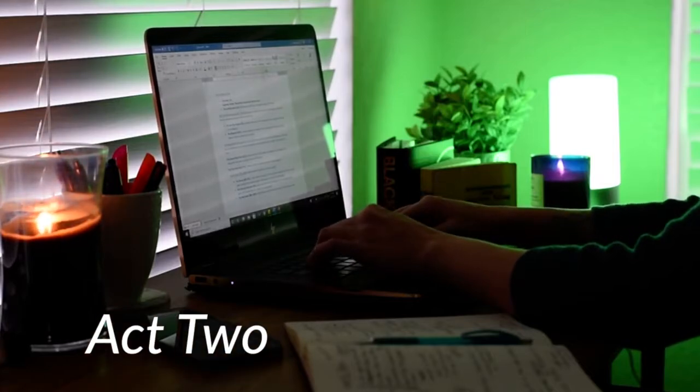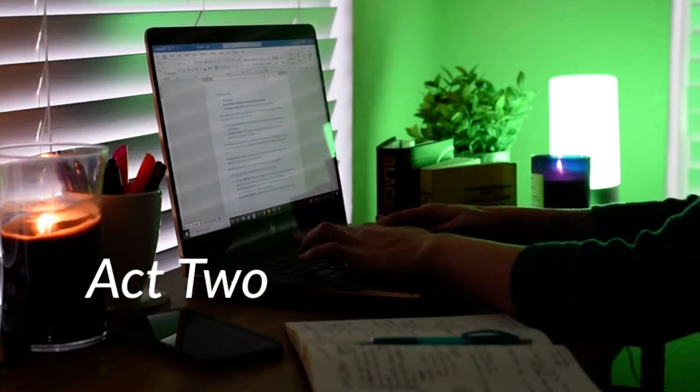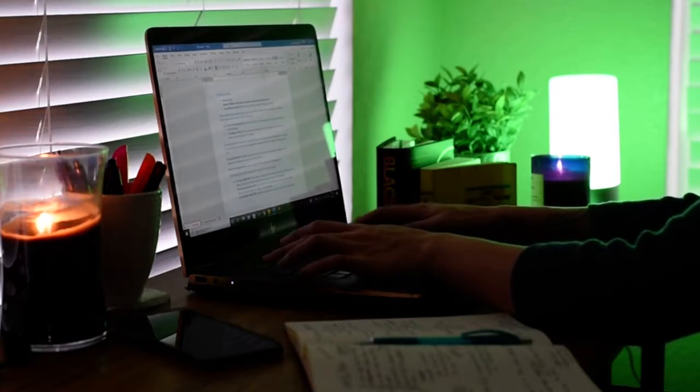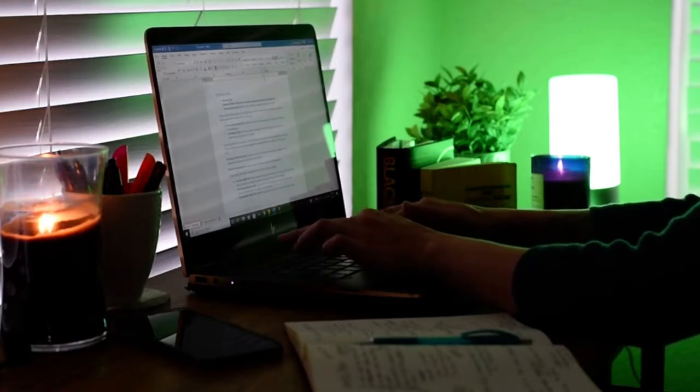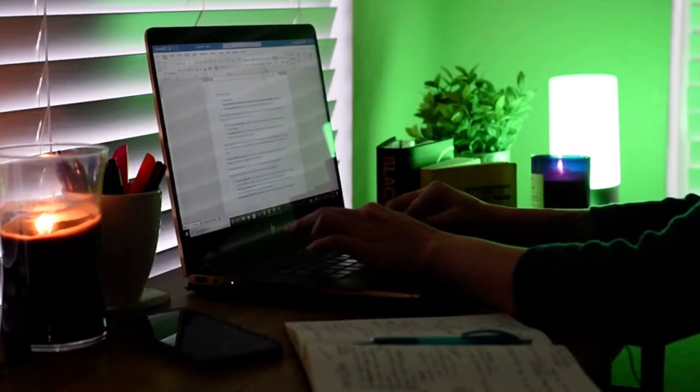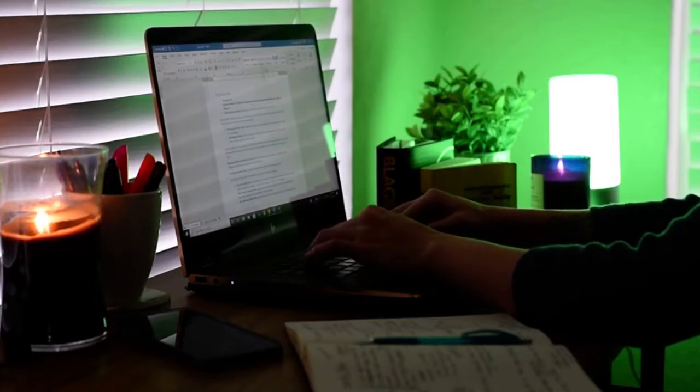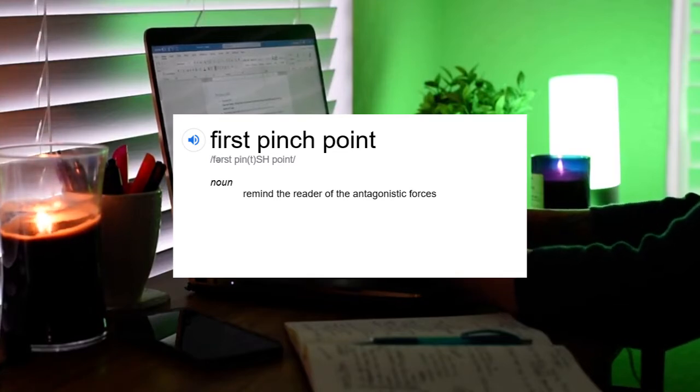The second act has 2 parts. I consider these to be the try-fail cycles. This marks a period of reactions and actions to antagonistic forces in the story. The first half of the second act includes the first pinch point and the midpoint. The first pinch point is essentially elevated conflict.